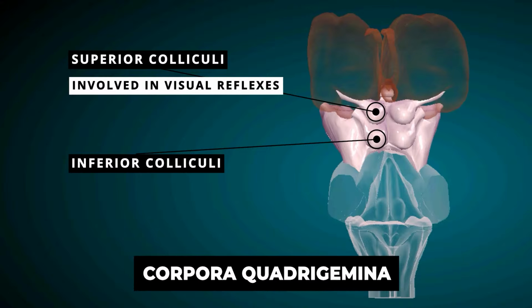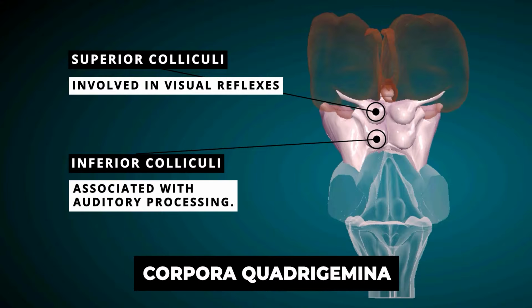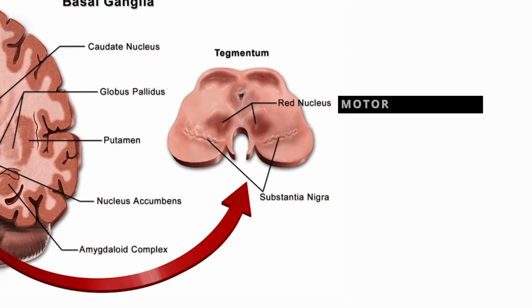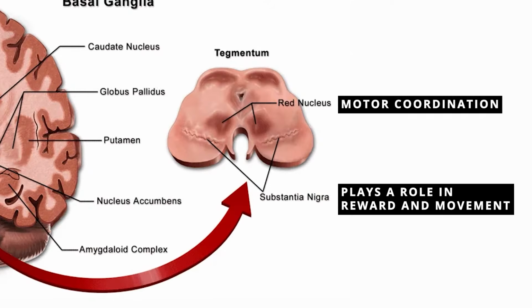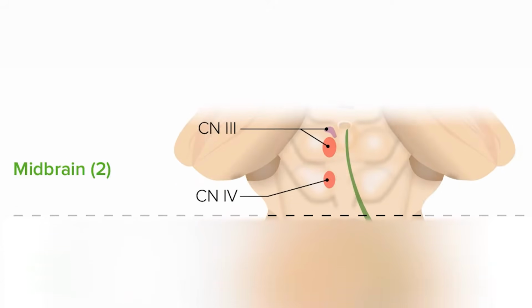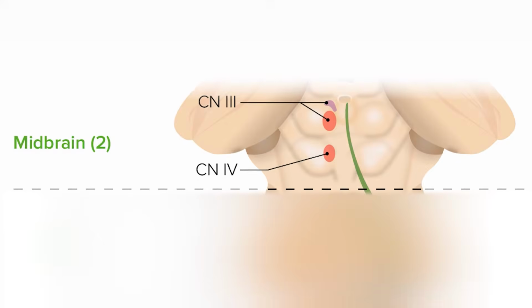The superior colliculi are involved in visual reflexes, while the inferior colliculi are associated with auditory processing. The midbrain houses the red nucleus, involved in motor coordination, and the substantia nigra, which plays a role in reward and movement. The midbrain contains nuclei for cranial nerves 3 and 4.